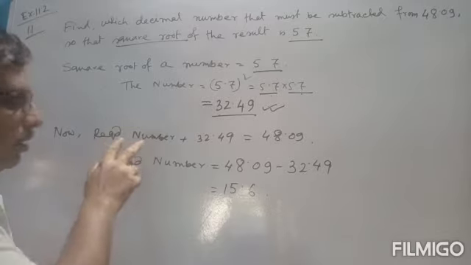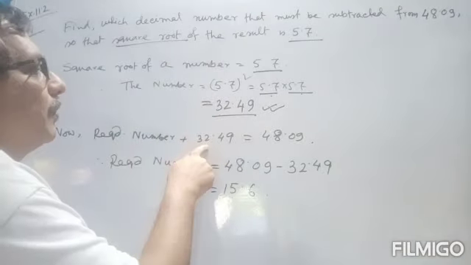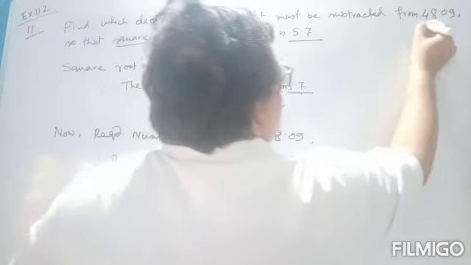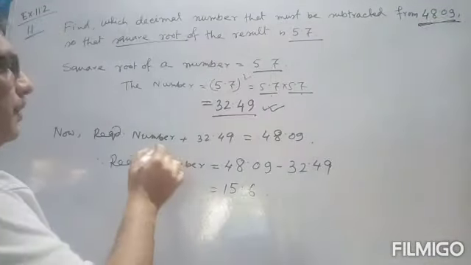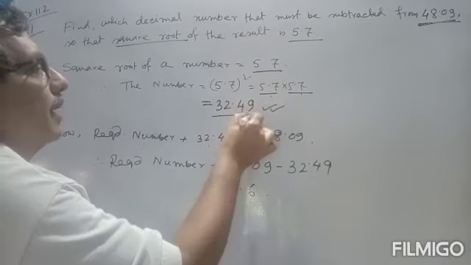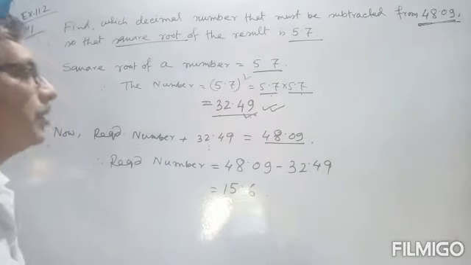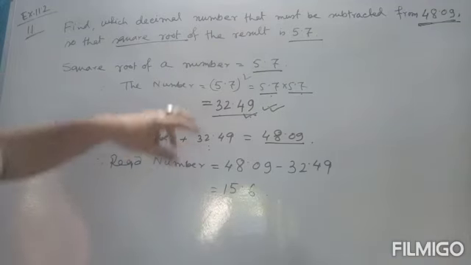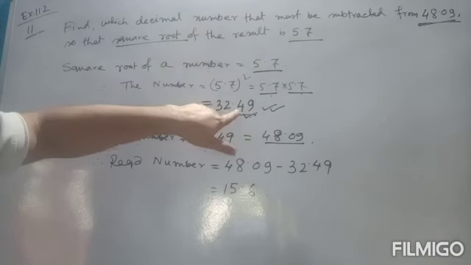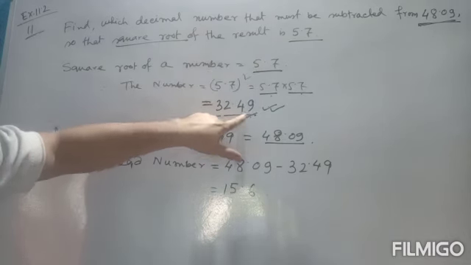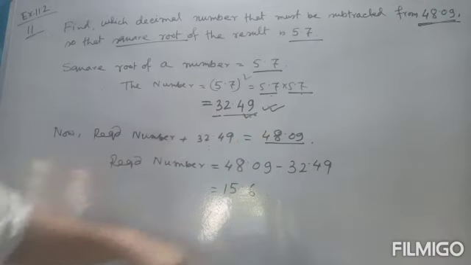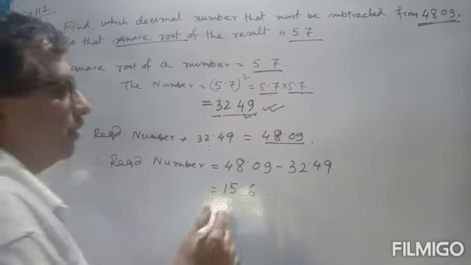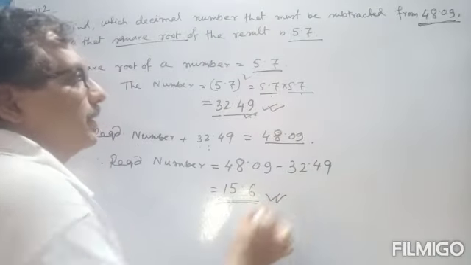So here we write: required number plus 32.49 is equal to 48.09. We have to subtract it from this. If we add this required number and this value, we get this one. So the required number is nothing but 48.09 minus the square of 5.7. The square of 5.7 is 32.49. So 48.09 minus 32.49, subtracting, we get 15.6.